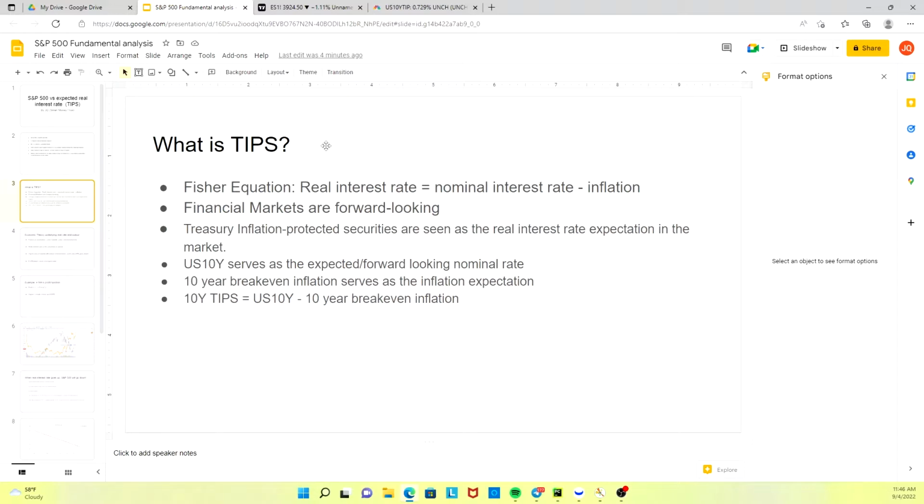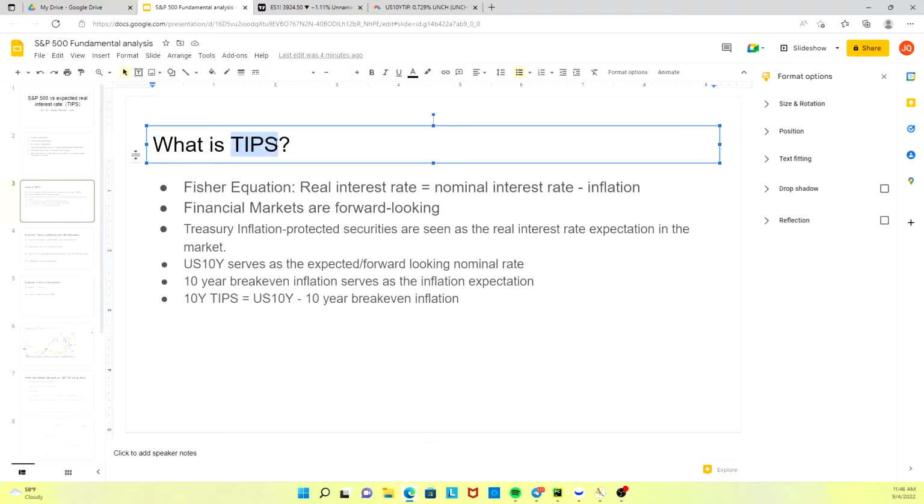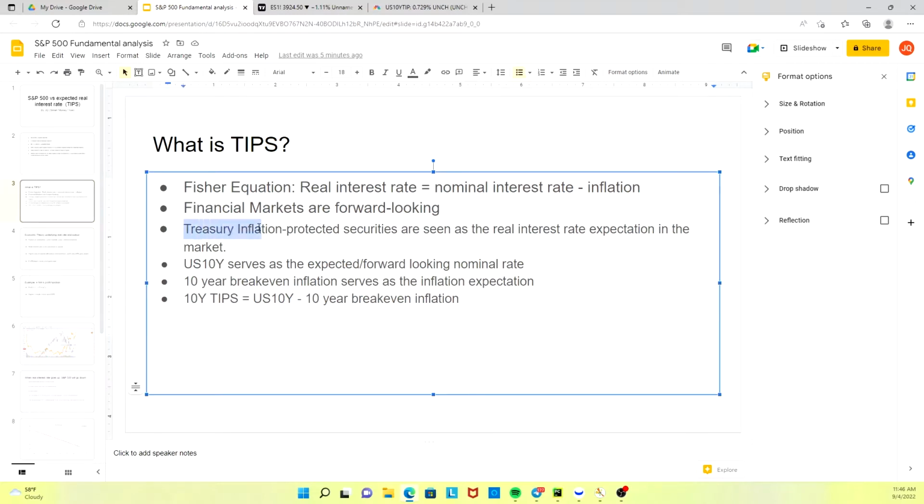So what is TIPS, you may wonder? TIPS is actually an abbreviation for Treasury Inflation Protected Securities. If you studied economics in your college days, you should know the Fisher equation, which states that the real interest rate is equal to the nominal interest rate minus inflation. And as you may know, the financial markets are forward-looking, meaning that we look at what will happen in the future. So if we want to know what the expectation of the real interest rate is in the future, we look at the 10-year TIPS.